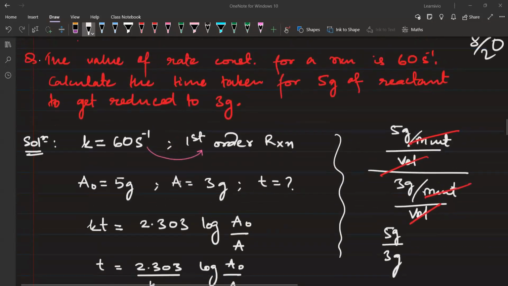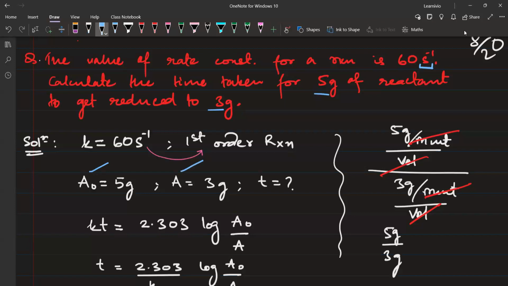सो यहाँ पे जो सबसे पहले आप लोग के पास प्रॉब्लम आएगा, फाइन देन. सो द फर्स्ट प्रॉब्लम विल बी कि ऑर्डर कौन सा है. सो सिंस वी आर डूइंग द टॉपिक दैट इज फर्स्ट ऑर्डर, तो आप लोग को तो आराम से पता चल जाएगा. बट इन द एग्जामिनेशन यू हैव टू लुक एट द यूनिट्स of the rate constant, and from the units of rate constant you can say that it is first order reaction. Calculate the time taken for 5 gram of reactant to get reduced to 3 gram, यानी कि 5 से 3.